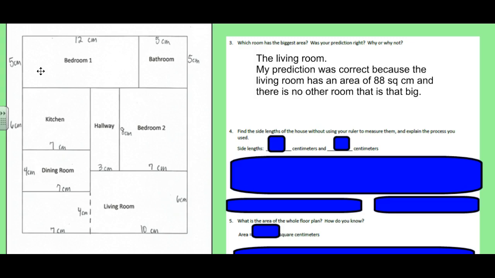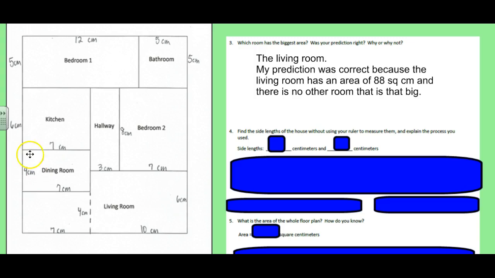So number 4 says find the side lengths of the house using your ruler to measure them and explain the process you used. So you're going to be finding the length and the width of the house because you don't have to find every side length, because remember that rectangles' opposite sides are equal, so you just need to find the length and the width of the house or the floor plan.